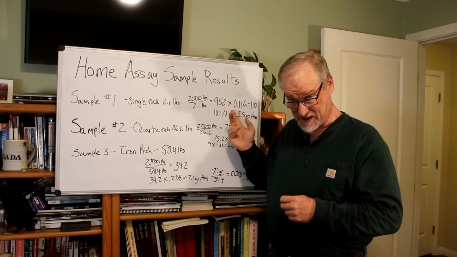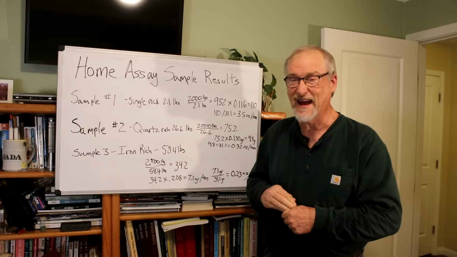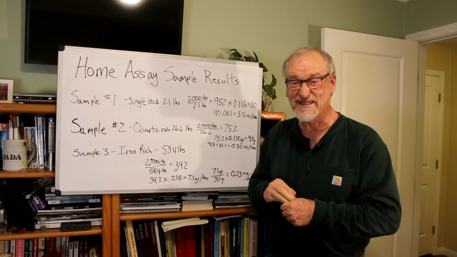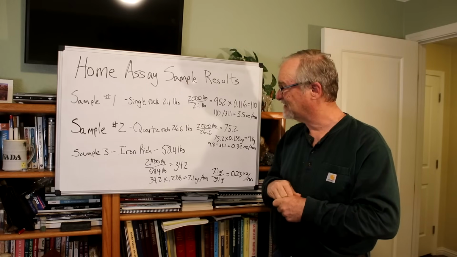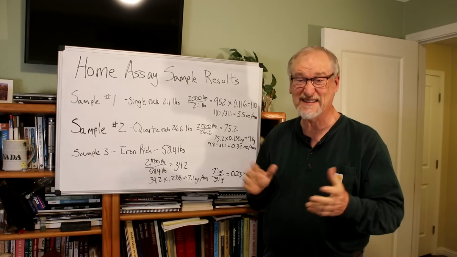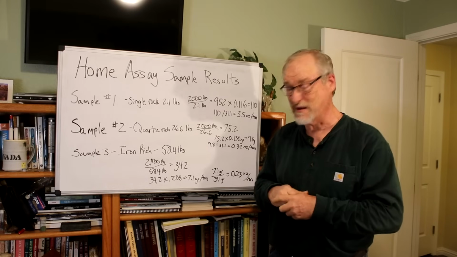Not nearly as good as the 3.5 ounces per ton, because the 3.5 ounces per ton, I mean, at $2,000 an ounce as it is today, that's really good rock. I mean, 3.5 ounces, that's $7,000 worth of gold. Pretty impressive.